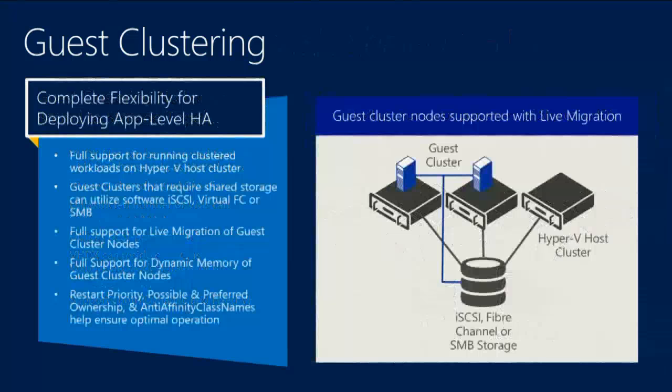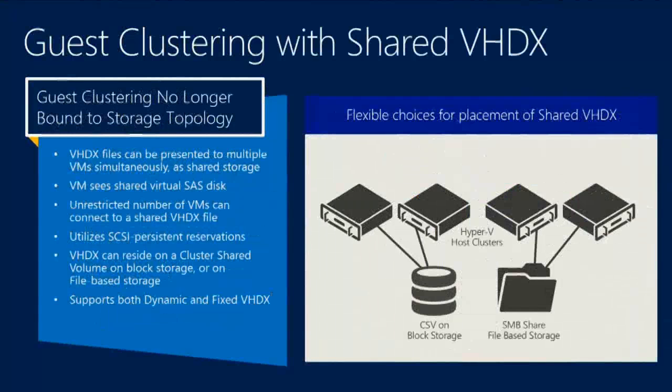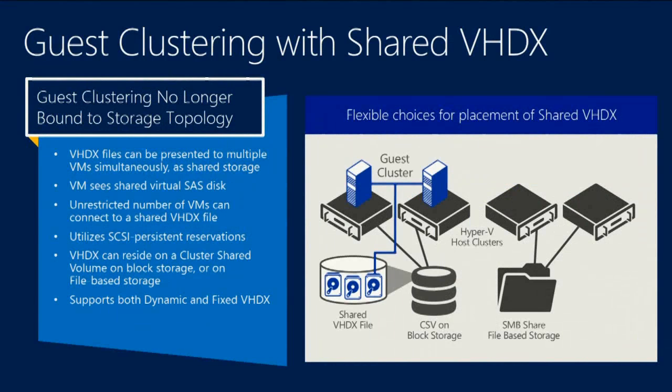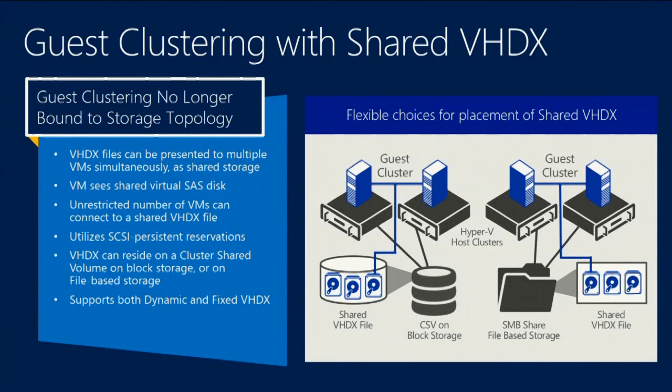So that was 2012. In 2012 R2, with the new shared VHDX file, we can present a shared virtual disk that resides on an SMB share or on block storage, and those shared virtual disks that are presented to the virtual machines present themselves as a virtual SAS disk, and there's an unlimited number of VMs that can share that particular virtual disk. That provides the shared storage for that guest cluster, either the witness disk or the main disk used to store data, whatever it may be. And those can reside on block or SMB file shares.